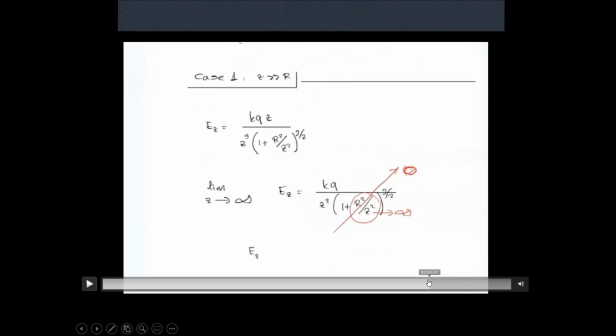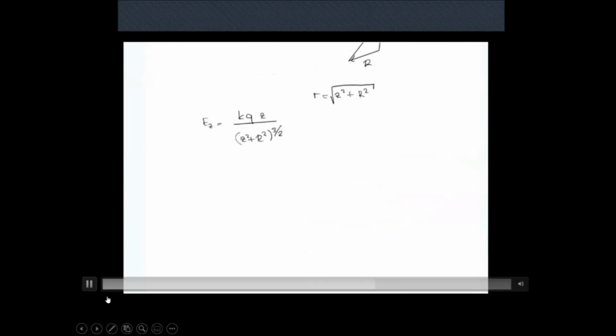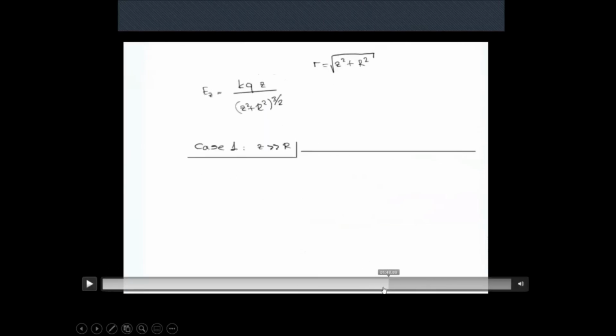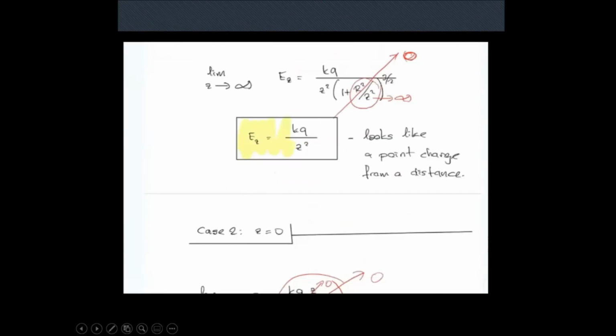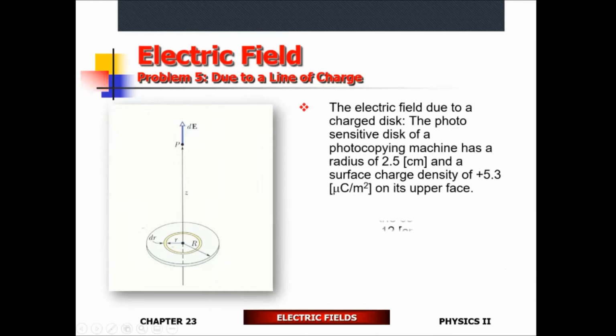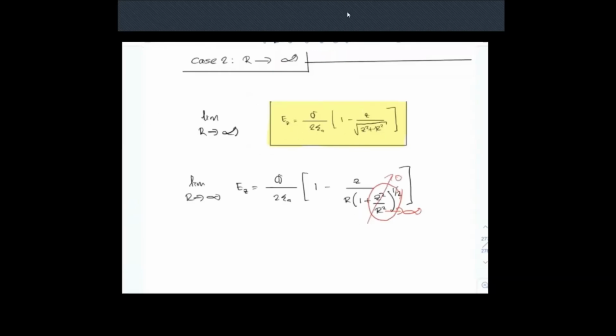Let's get back to the formula. Electric field due to a line charge. All right, so that's the formula that we came up with. And okay, that formula is not that interesting. And then we get the one for a charge disk. The charge disk is the one which is more interesting that we will get to use.